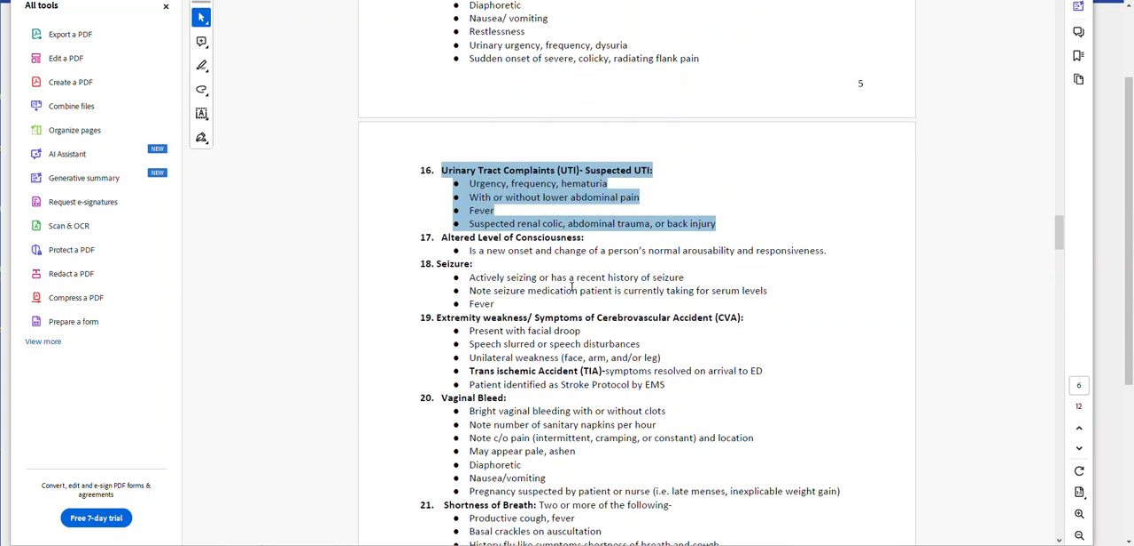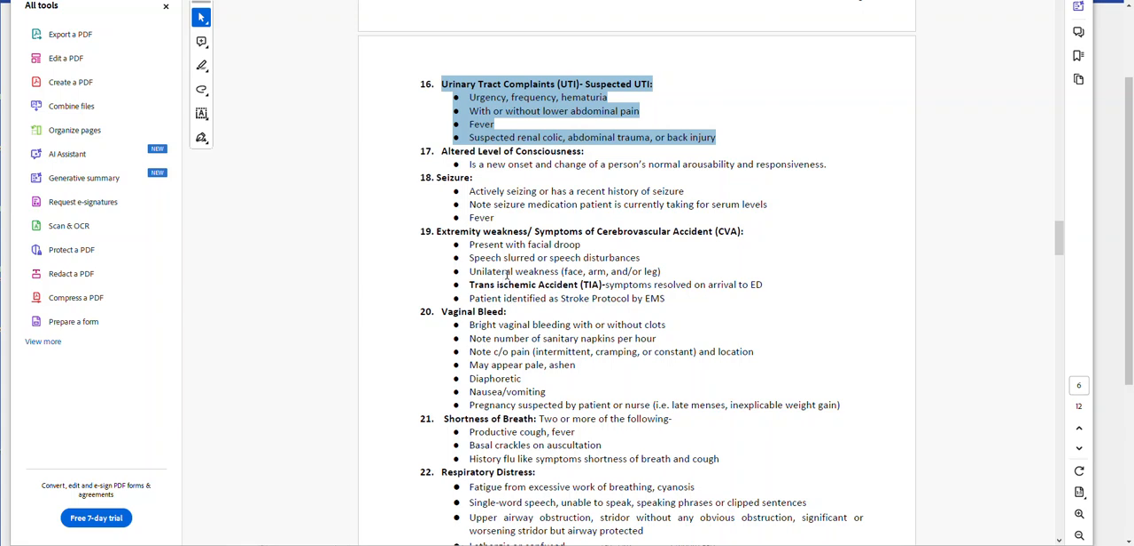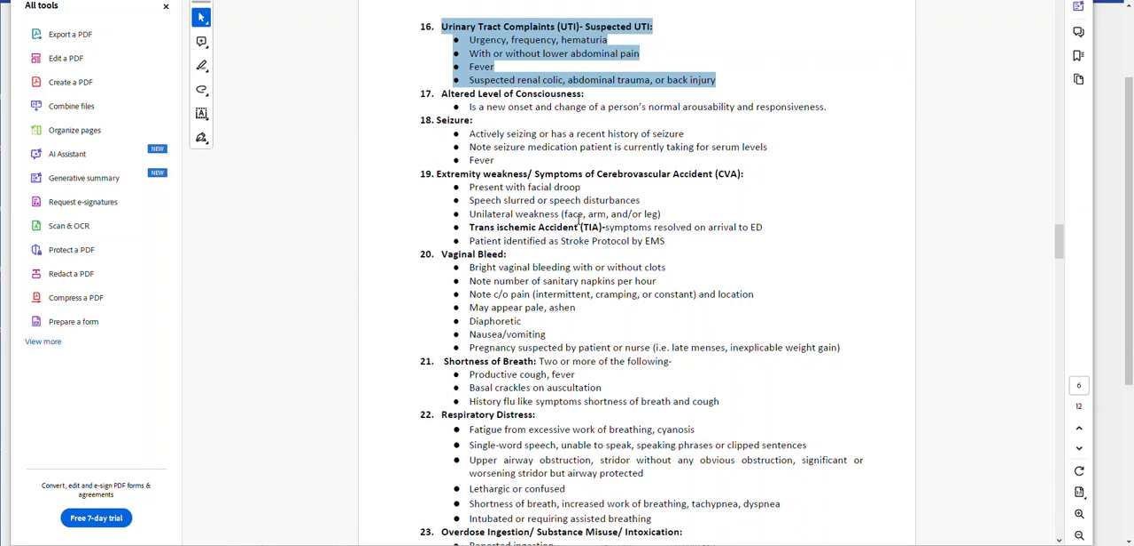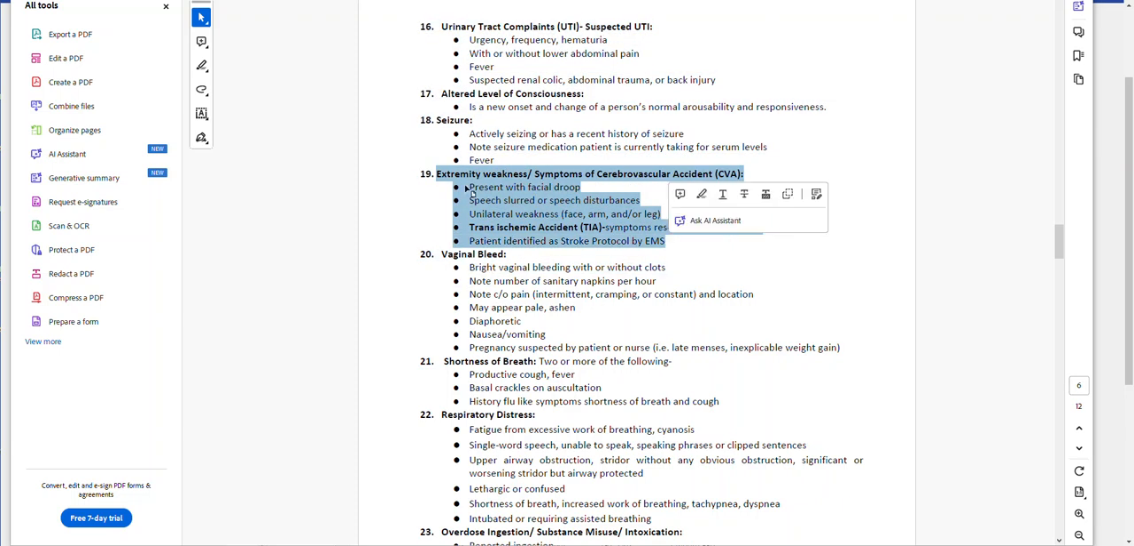So there's a couple of things in here. You've got an extremity weakness directive, which is for like your CVA patients. Again, if we're going to do stroke protocol on these patients, then we don't necessarily want to trigger these directives because we're getting them out the door.